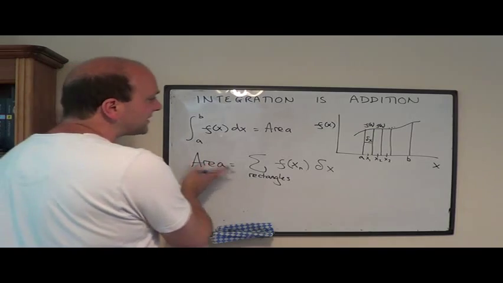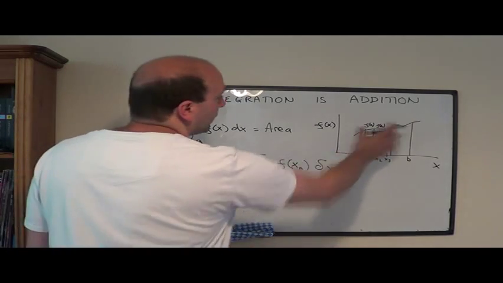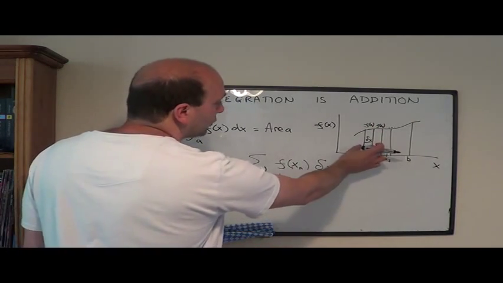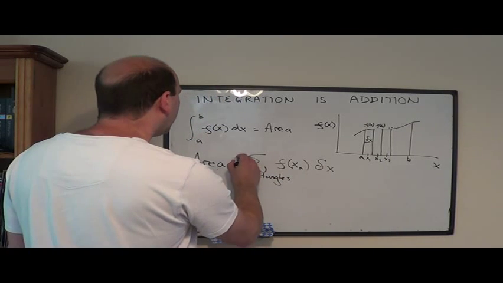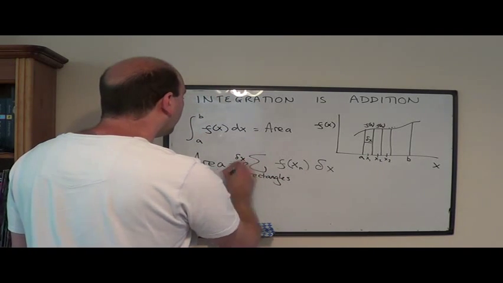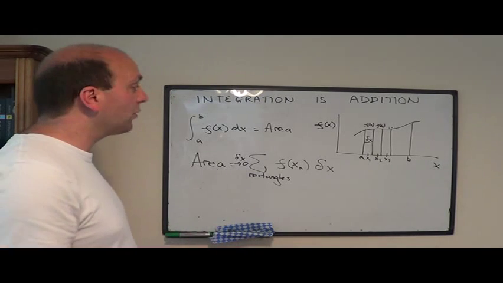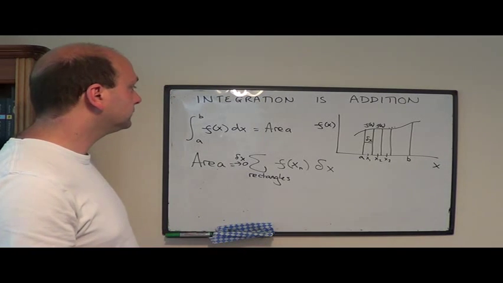Of course, if we want to get this area exactly, the area under that curve, we would have to make these rectangles arbitrarily thin. In other words, we would have to take delta x goes to 0, which means that the number of rectangles would go to infinity.